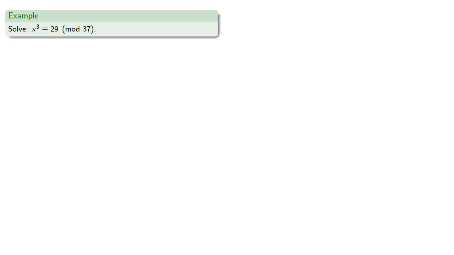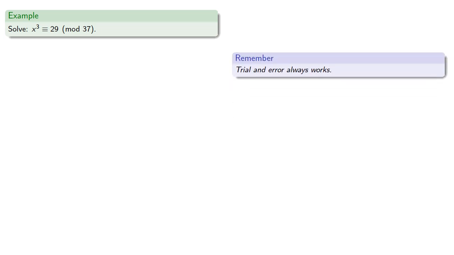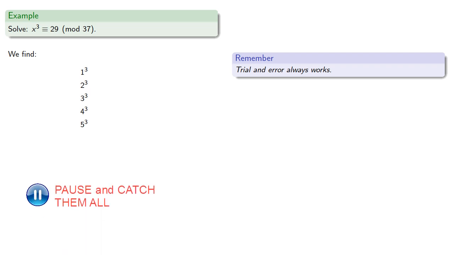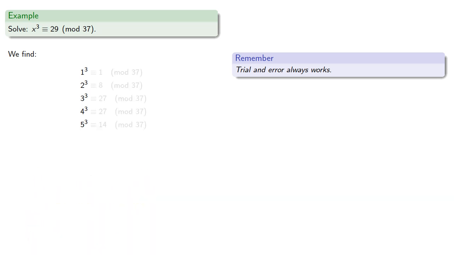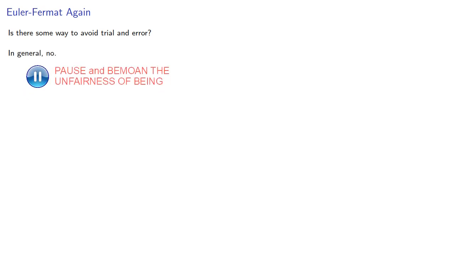For example, let's try to find x cubed congruent to 29 mod 37. So remember, trial and error always works, and since we're working mod 37, we only need to try out the values from 1 to 36 and see if any of them work. And so we find... Now, as our modulus gets larger, this becomes more difficult, so is there a way to avoid trial and error? In general, no. However, in some cases we can.